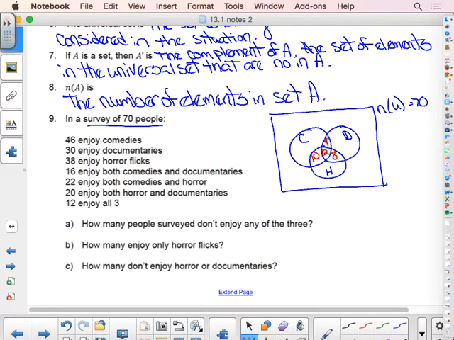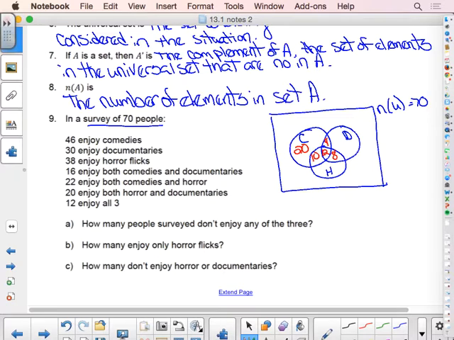Now let's go back up. 46 enjoy comedies. Well, of those 46, 10 of them enjoy both comedies and horrors, 12 of them enjoy comedies, horrors, and documentaries, and 4 of them enjoy comedies and documentaries. So that means 46 minus those 26 we've already accounted for in comedies. So that's going to make this 20.